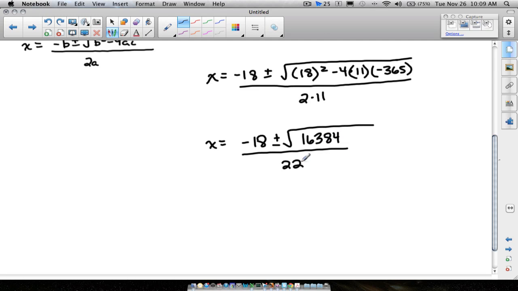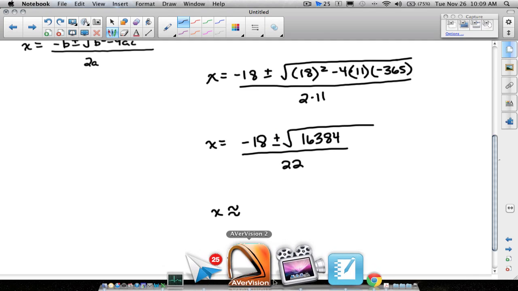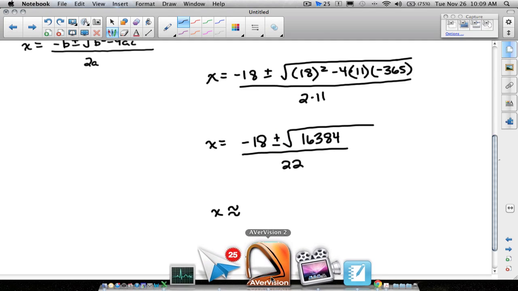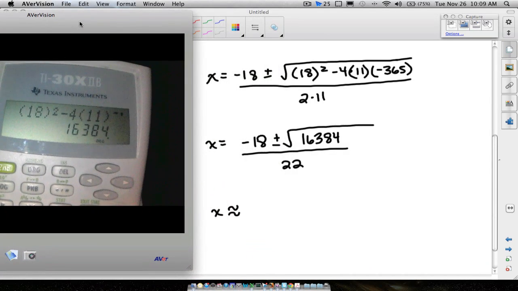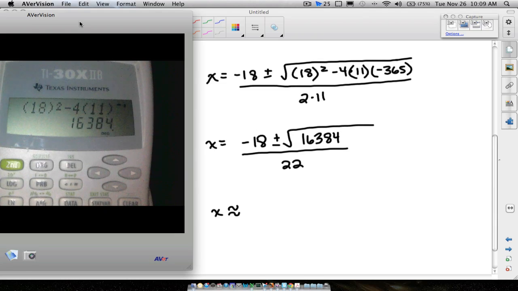Now we're going to get two answers here, and I'm going to go ahead and go straight to the calculator to finish this off. But we're going to get two answers. The reason why, because we have the plus and we have the minus. So there are two solutions here. We only want to deal with the positive one, because I guarantee you we're going to get a positive one and a negative one.